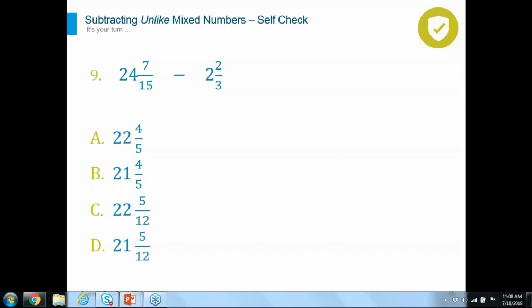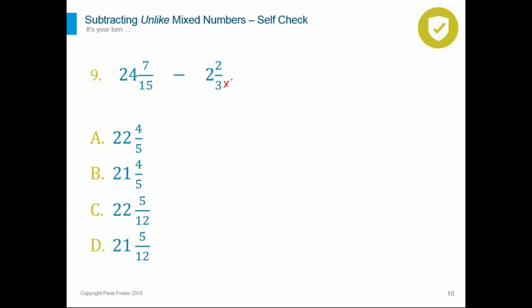Okay, let's do the question together. Again, two unlike fractions. Is one a multiple of the other? Yes, 15 is a multiple of 3: times 5 and times 5. Change the second fraction only. So 24 and 7 over 15 is the same, minus 2 and 10 over 15. Now 7 minus 10, not doable. It's a borrow question.